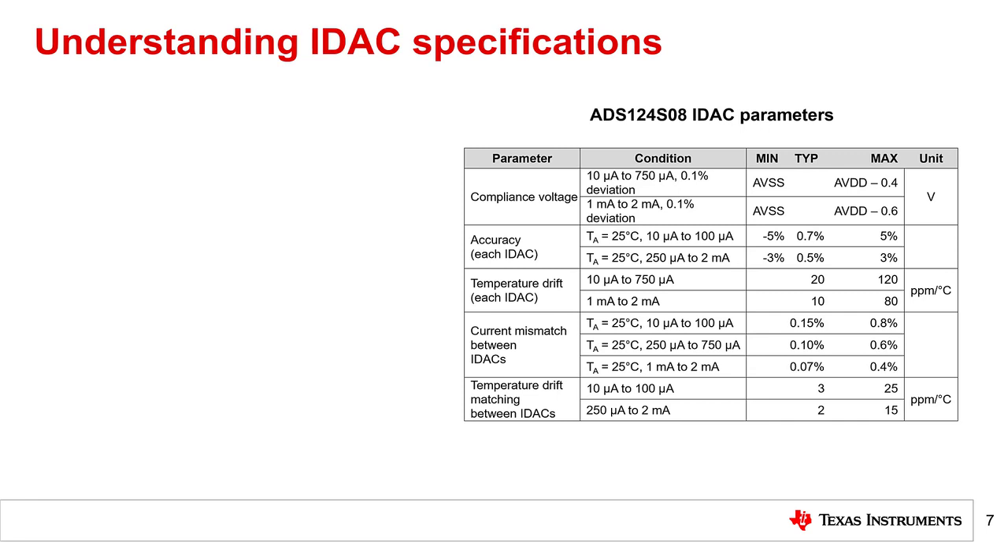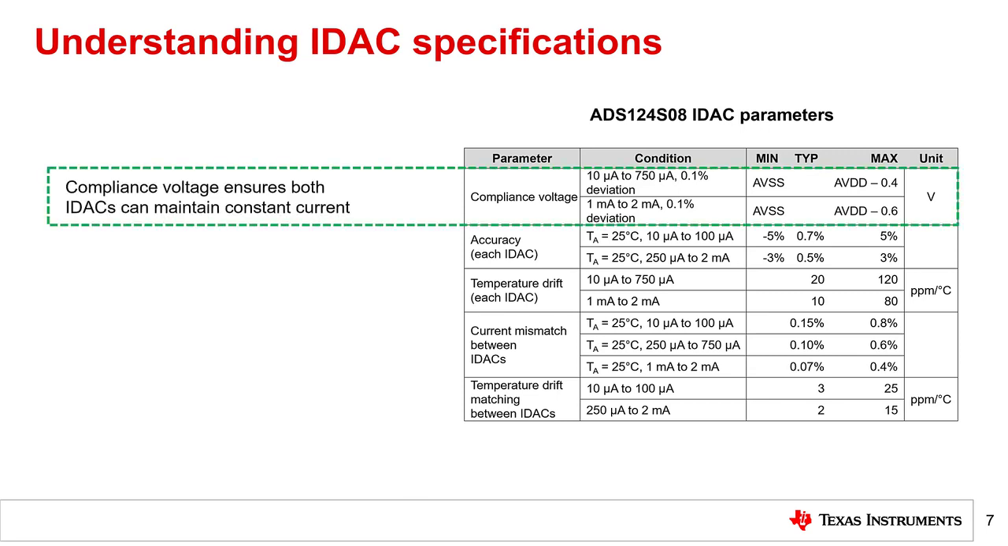As shown, the ADC datasheet includes a variety of IDAC specifications. For example, the compliance voltage specifications ensure that both IDACs can maintain constant current, in this case to within 0.1% deviation. This parameter was discussed in more detail in a previous Precision Labs module.